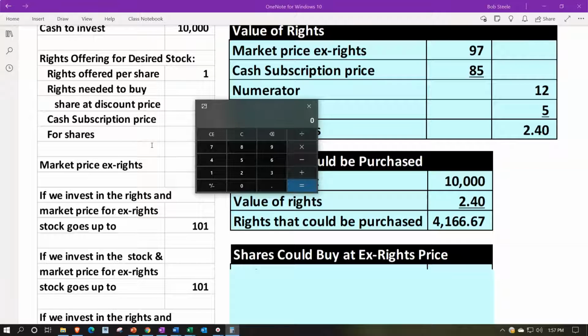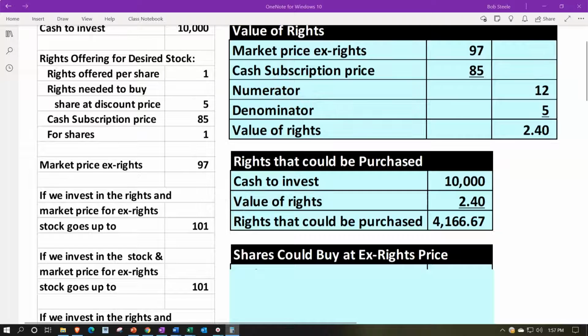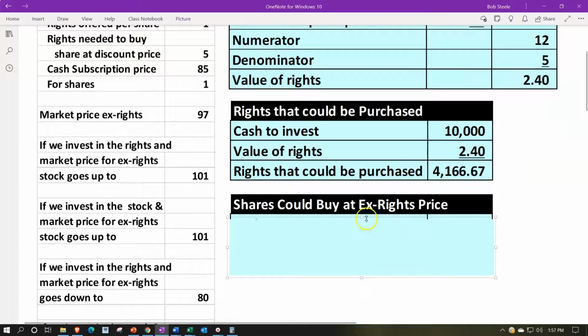So we're going to say 10,000 divided by the 2.4. That's going to be about 4,166, or about 4,167.